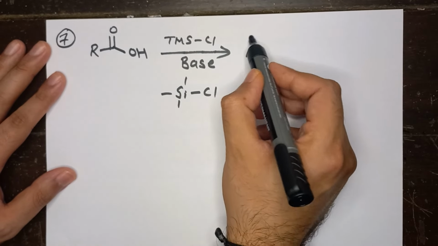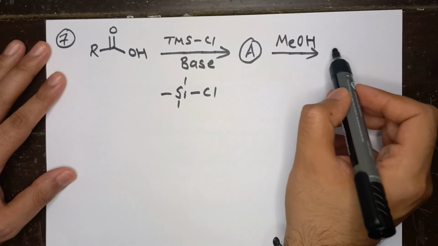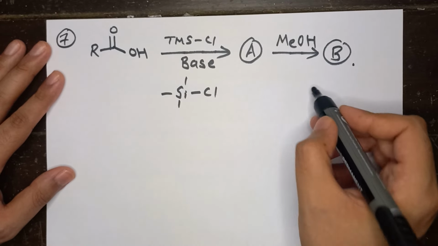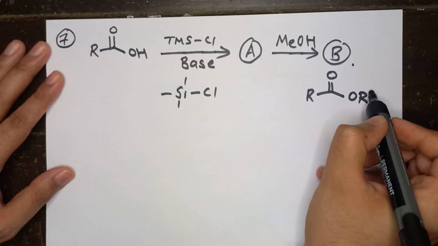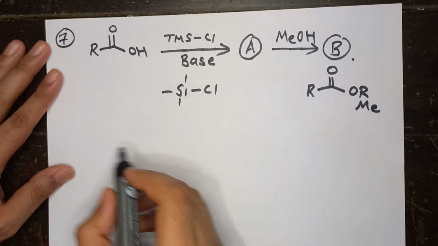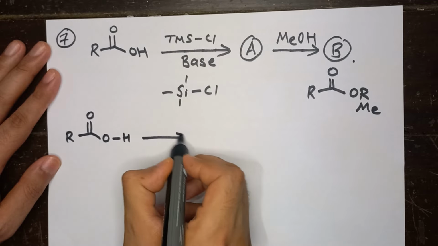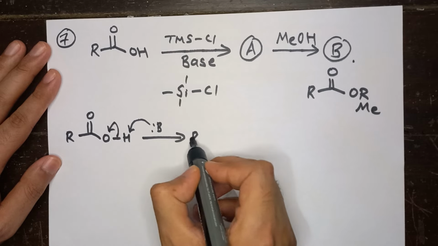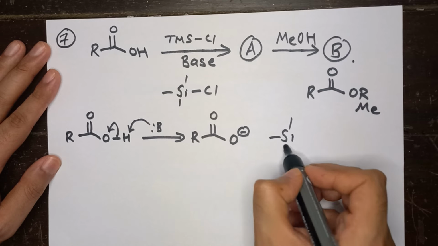This will give me A, and that will react with methanol, and that will give me B, and that B is my product. That B is my protected ester. Here R will be methyl group because I have used methanol. Okay, so we have an acid, we have a base. So this base will grab this proton, will generate a carboxylate anion, and now you have a TMS chloride.